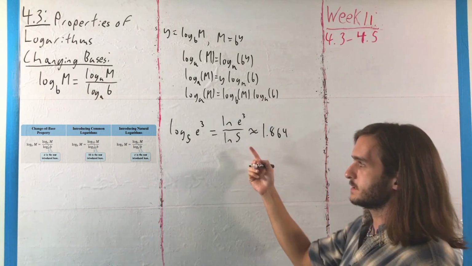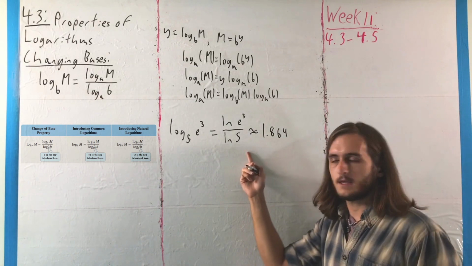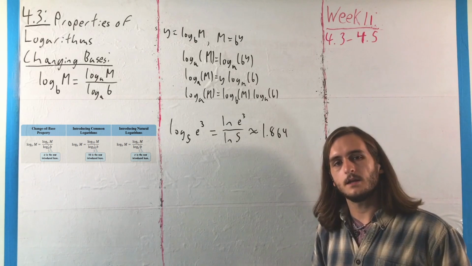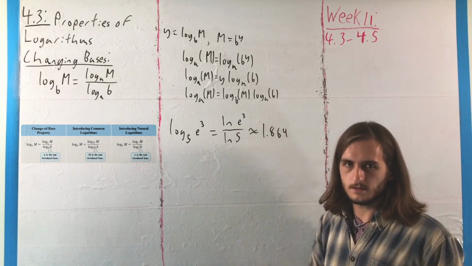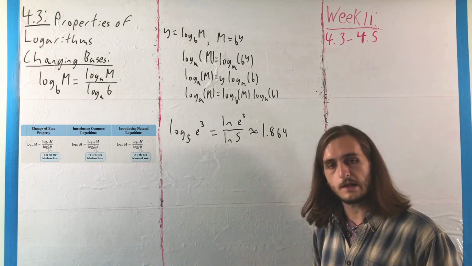Anyway, we can get our value there is about 1.864. For our purposes, though, if I asked you to do stuff with change of bases, I'd probably want this instead, because it shows you know how to use the formula, and I'm more interested in seeing you know how to use the formula than you know how to use a calculator.